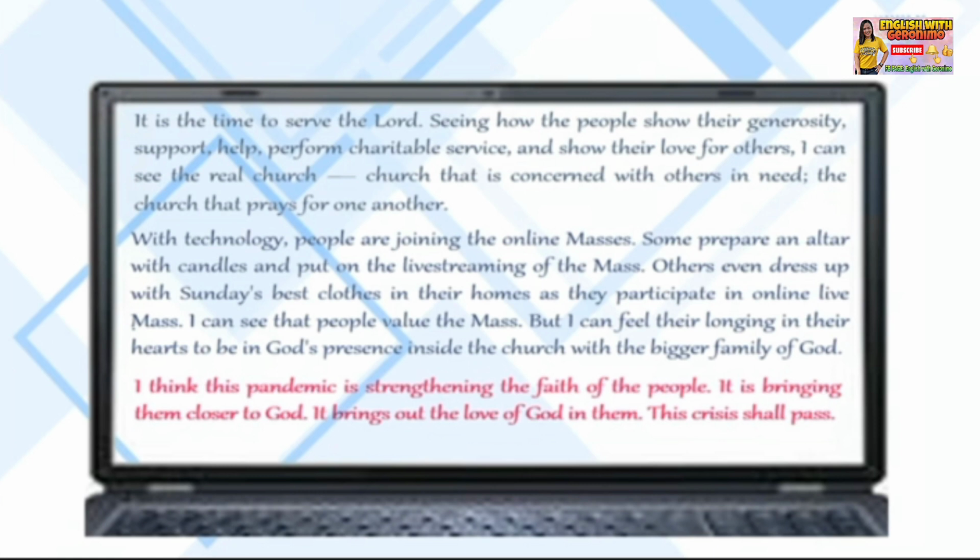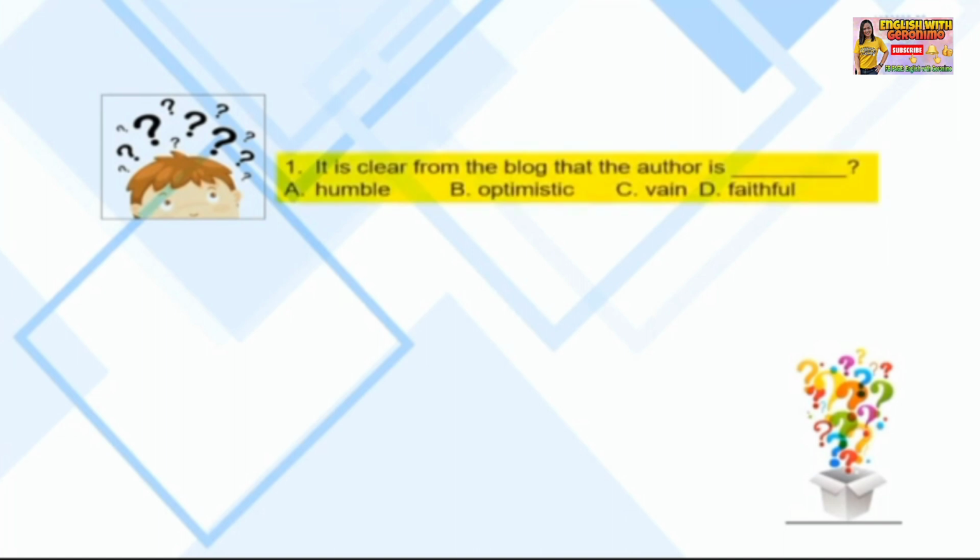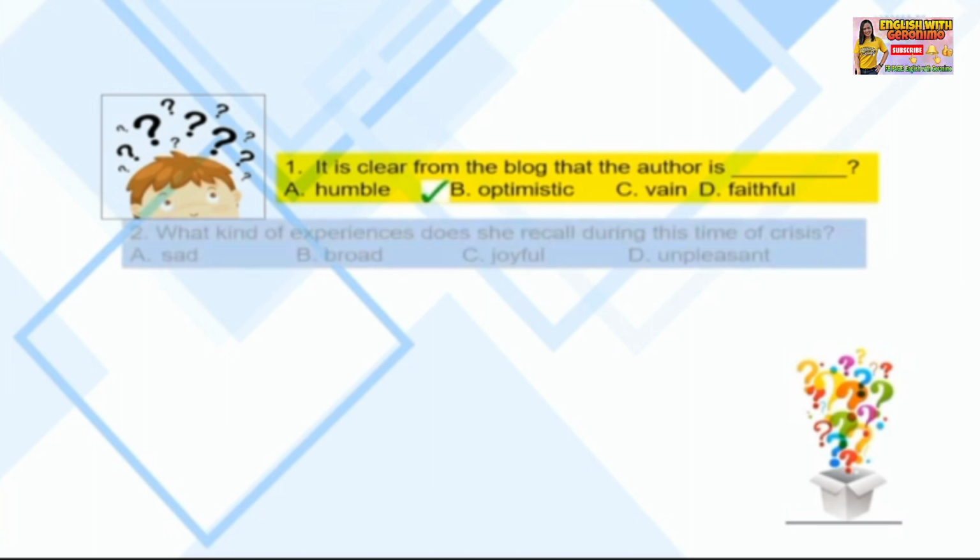This crisis shall pass. Now, let's see if we can answer the following questions. Number 1. It is clear from the blog that the author is A. Humble, B. Optimistic, C. Vain, D. Faithful. Good. The author is optimistic, letter B.